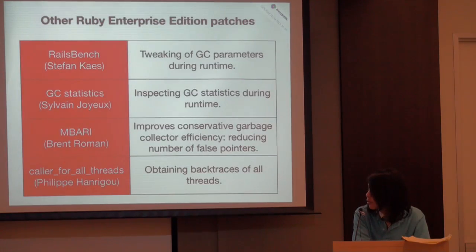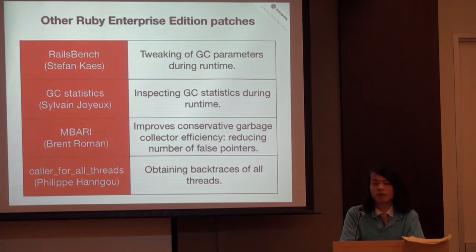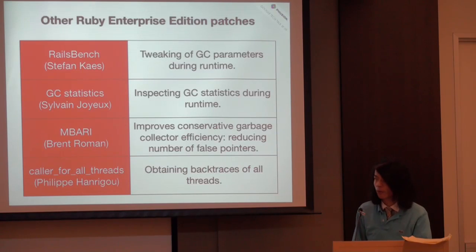So there are some other interesting Ruby Enterprise Edition patches as well by the community. Rails Bench, for example, and GC statistics and Emmark patches in particular, which improved the conservative garbage collector of Ruby. Ruby has a conservative garbage collector which scans the entire stack to determine whether or not a value on that stack is a pointer to something on the Ruby heap. The Emmark patches actually optimize finding correct pointers to the Ruby heap. And lastly, we have a nice one from Philippe Hanrigou, colorful threads, which will definitely help you when debugging.